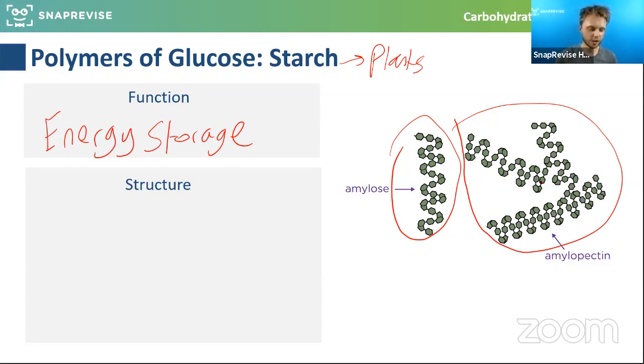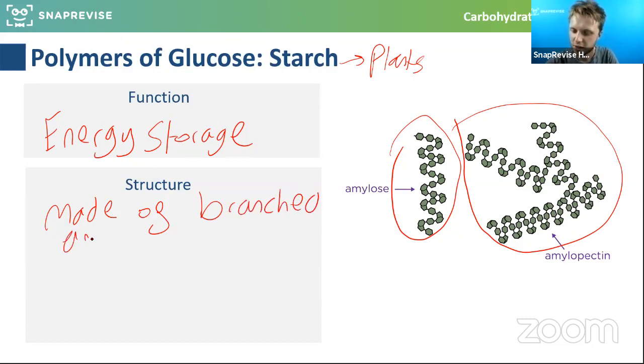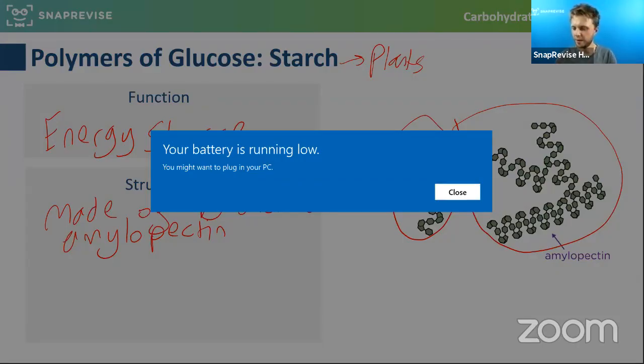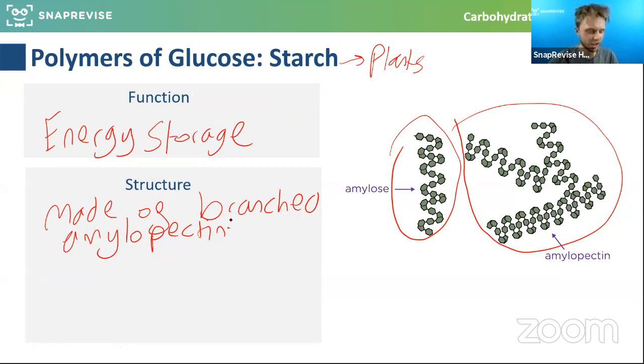Okay, so its structure, you need to know that it is made of branched amylopectin. And then there's a really good word for when something isn't branched. I don't know if anyone's going to be able to work this out. Which is linear. So we can say that it is linear. Okay, so we've got a nice linear molecule of amylose.